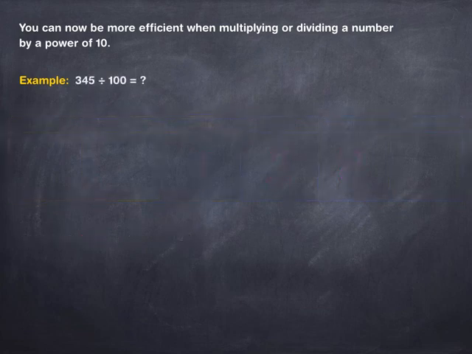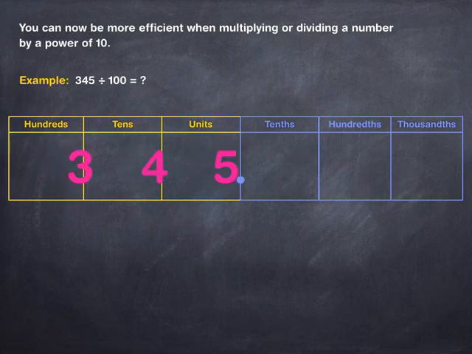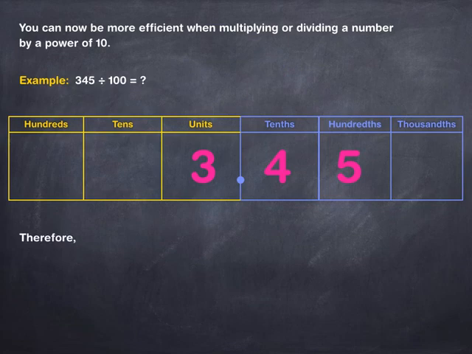Example, 345 divided by 100. Observe the movement of the digits. Therefore, 345 divided by 100 is equal to 3 and 45 hundredths.